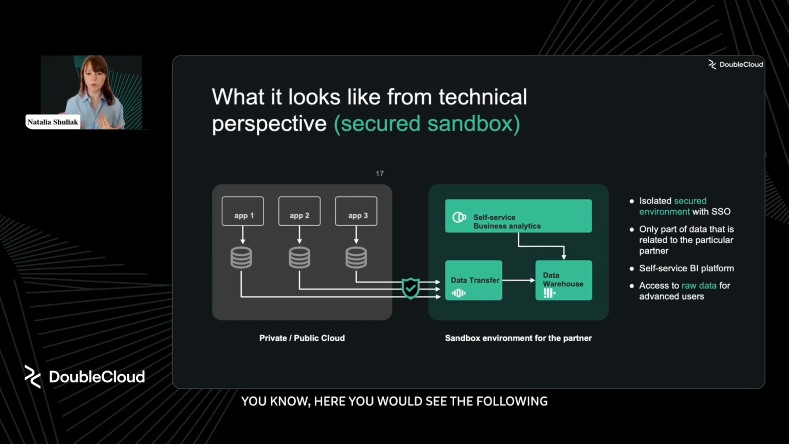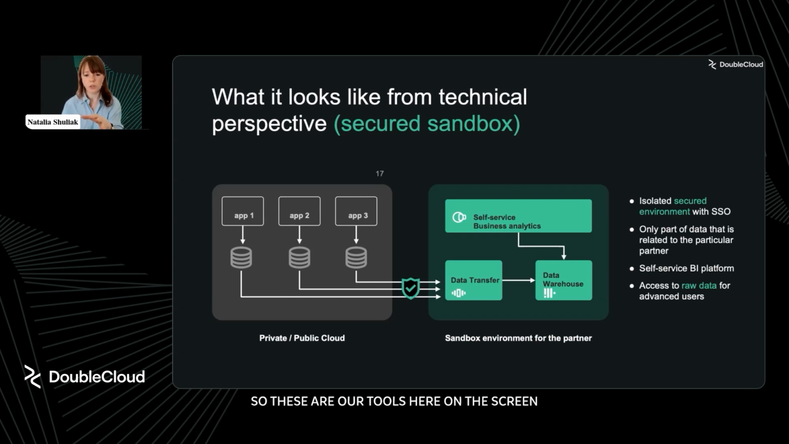So in here you would see the following. It's a little bit similar to what you've seen in the past, but again, it's a sandbox per partner. So you would have self-service business analytics. Why it's important: you cannot depend on data engineers on your team. You cannot grow the cost of this analytics significantly. So you just use some self-service serverless tool that doesn't require additional resources from you. This tool again connects to the data warehouse, still ClickHouse in our use case. And data transfer actually replicates the data from the main source of your data, or data warehouse of your choice, to the data warehouse of this sandbox.